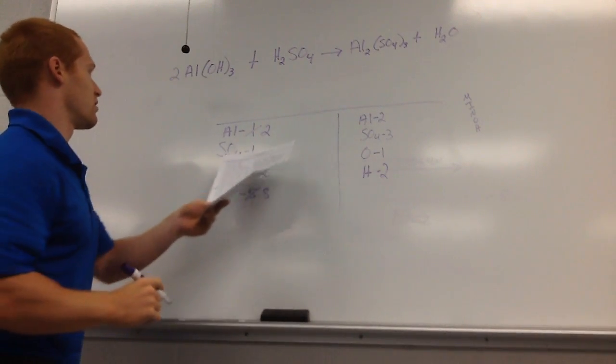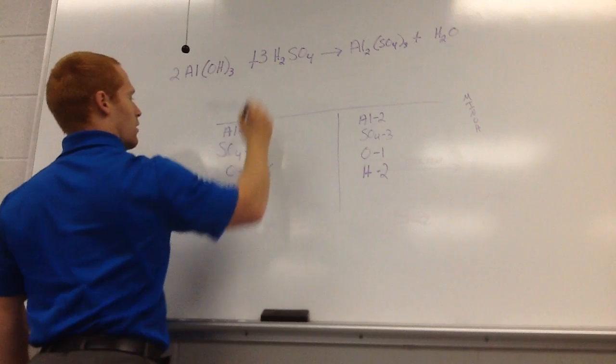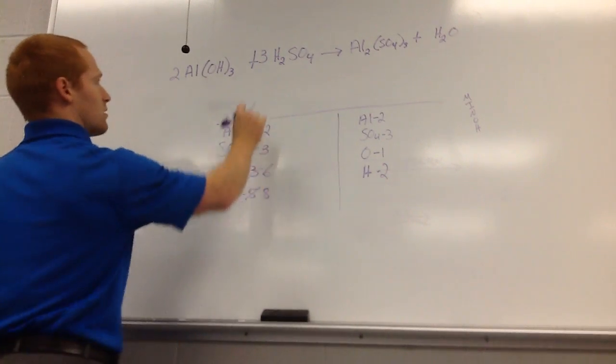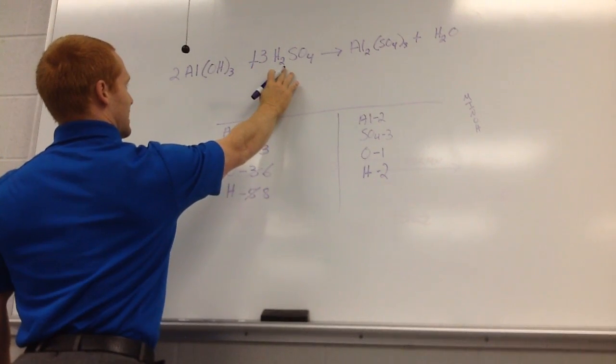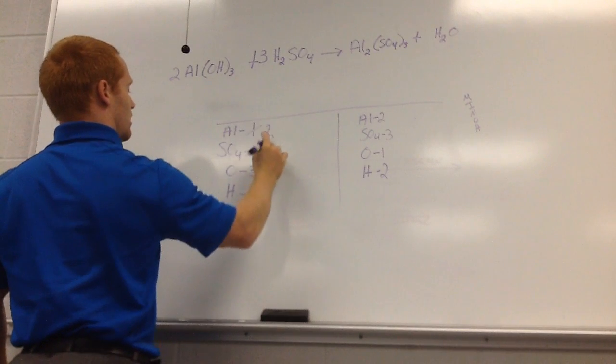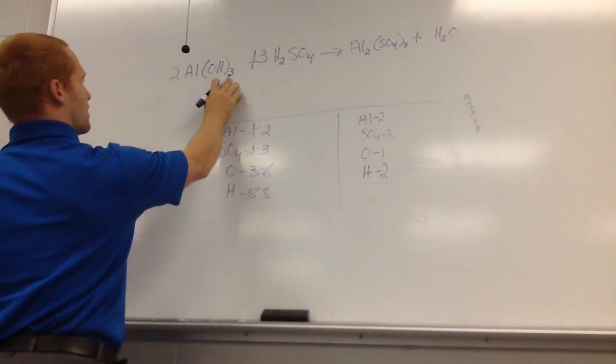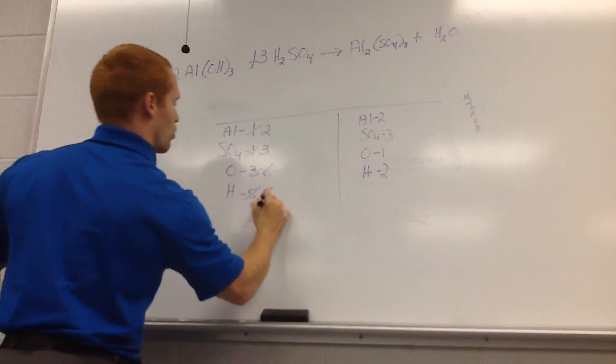Notice this is a 3, this is a 1. I'm going to put a 3 here. We now have 3 sulfates. 3 times 2 is 6, so we have 6 hydrogens here. And then we have 6 hydrogens here, so we have a total of 12 hydrogens.